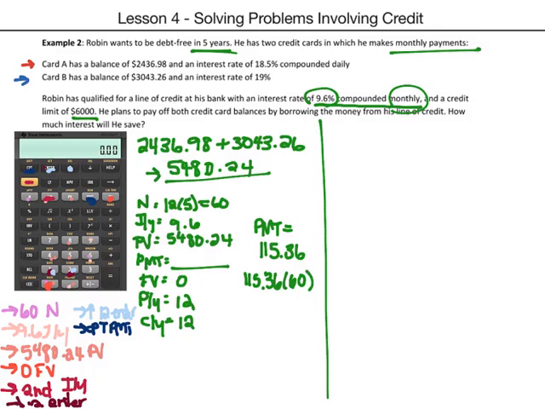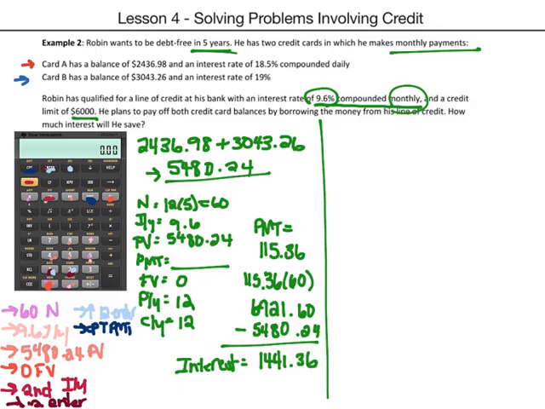To figure out how much he pays in all, we'll take 115.36 and we're going to times it by 60, and he would end up paying 6921.60. And if we subtracted his original debt, 5480.24, his interest would be 1441.36. So that is how much interest he would end up paying if he consolidated his debt on his line of credit.